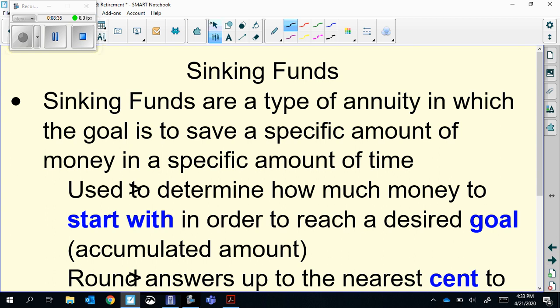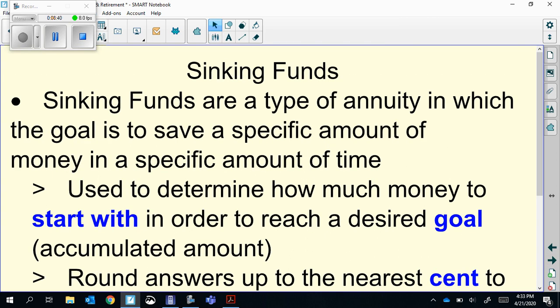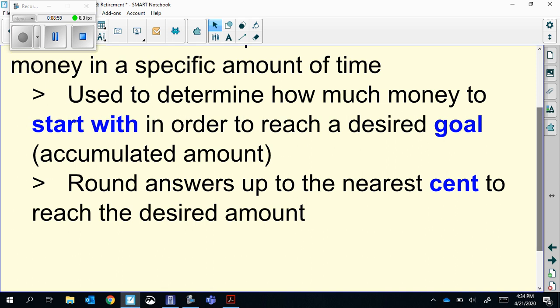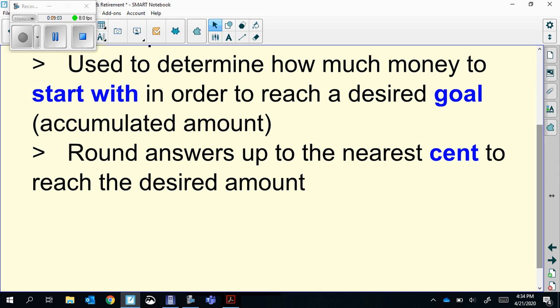All right, now we're going to look at sinking funds. It's a different type of annuity. The goal is to save a specific amount of money in a specific amount of time. So if you knew how much you wanted by a certain date, it'll help you figure out how to reach that goal. Round answers up to the nearest cent to reach the desired amount. So just round it up, otherwise you'll come a little bit short.